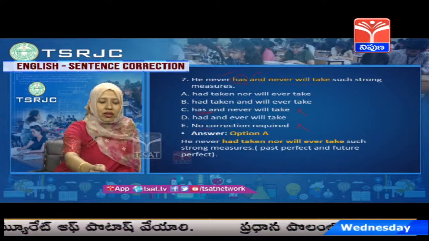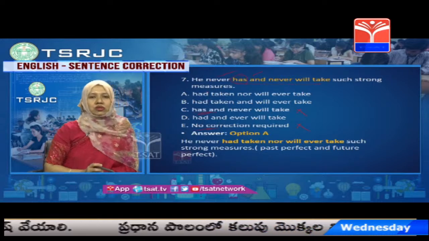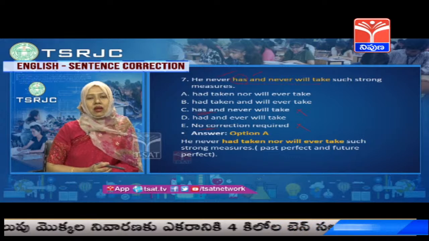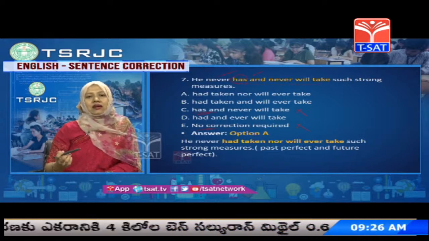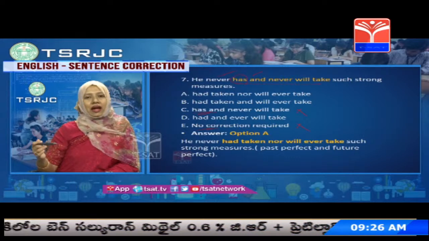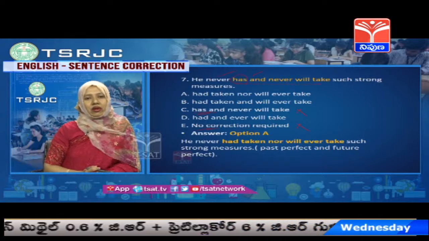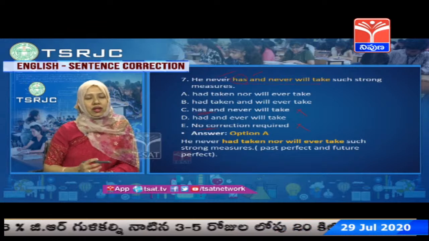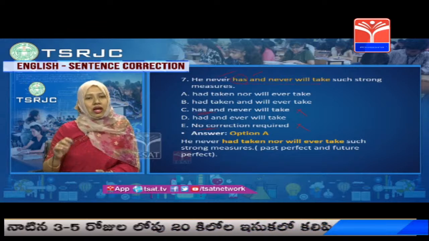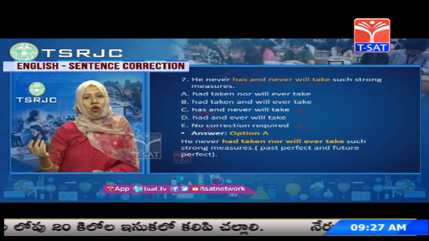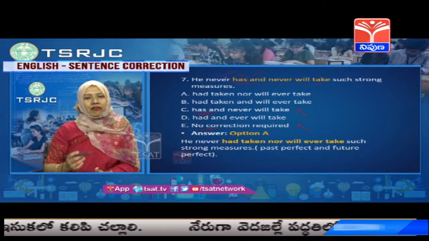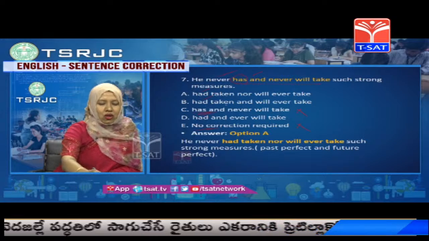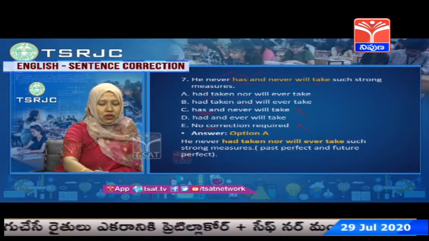Now we are left with had. Had should be used. When we are talking about the past, we should use past tense, had. Now, after had, what should come? Had and never will take. Whenever never is there, never means you are not going to do that again. So, along with that, we will use nor. He never had, we got the option had. Now, next, what part should come?